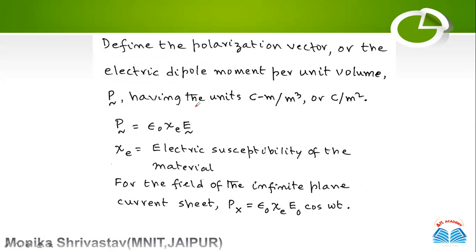This is the electric dipole moment per unit volume, and the formula for the electric dipole moment per unit volume is P equals epsilon naught chi e E. What is this chi e? This is chi, I will write it as chi. So this is chi. What is chi e? The electric susceptibility of the material.